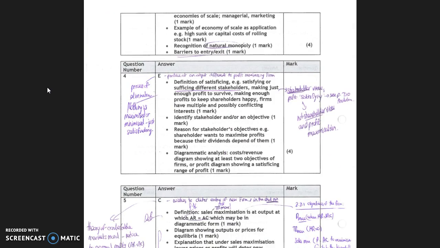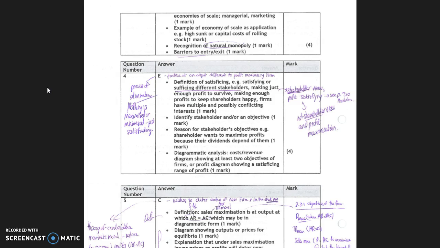Question 4, produce an output different to a profit maximizing firm. Again, process of elimination should have allowed you to reach this answer, hopefully, where it's all about satisficing.